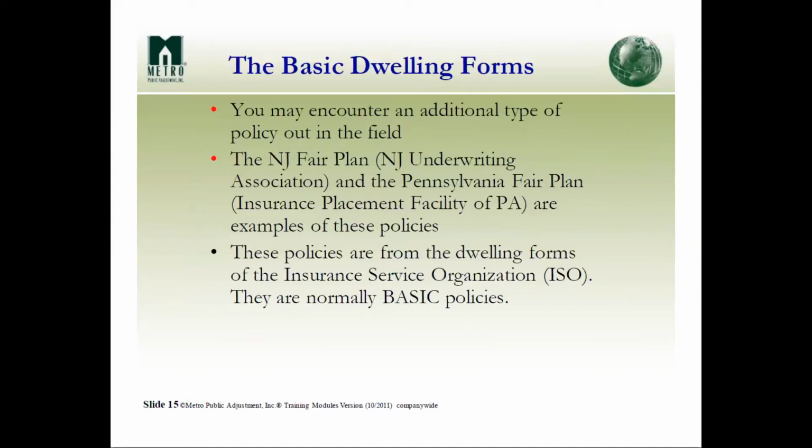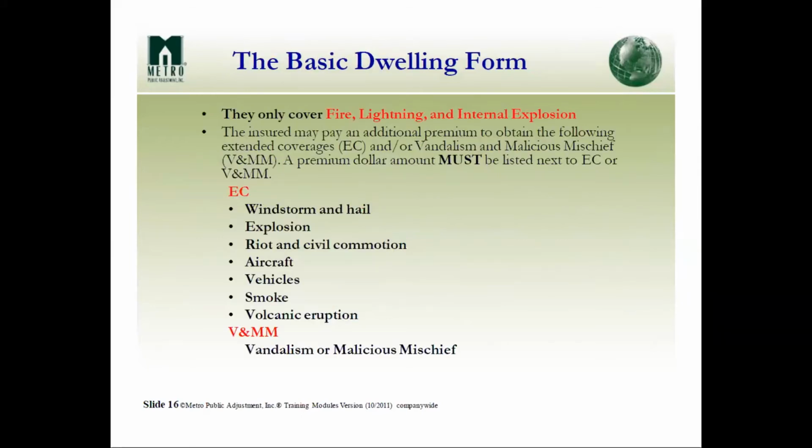Your basic dwelling forms are the ones that you're going to find in the field when you're dealing with a commercial building, commercial residential building. So one that is not owner occupied. The basic dwelling form only covers fire, lightning, and internal explosions. And then you have to use the menu to pick out additional perils that you want covered. It's highly recommended that you try to get as many of those as possible because the EC and the VMM policies are very important, especially the vandalism and malicious mischief on a non-owner occupied dwelling.